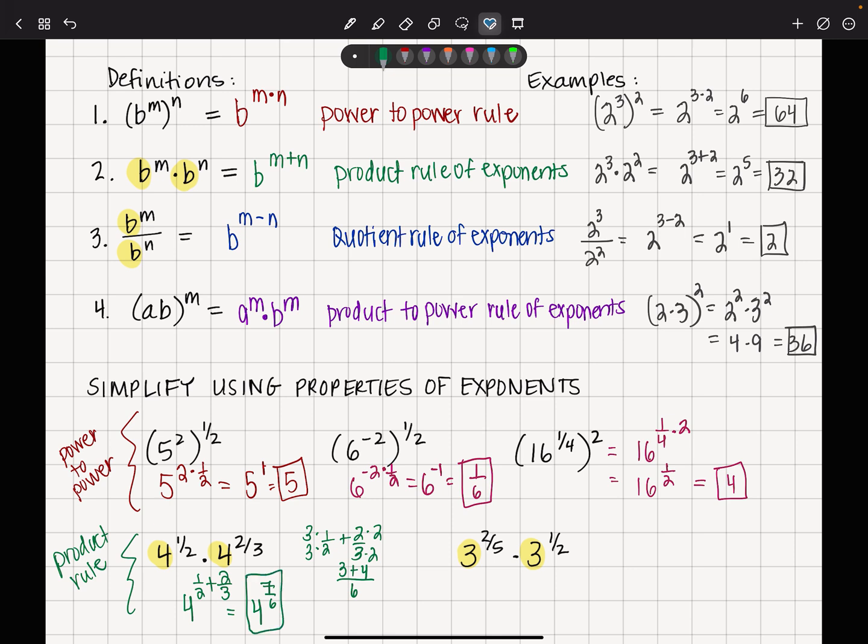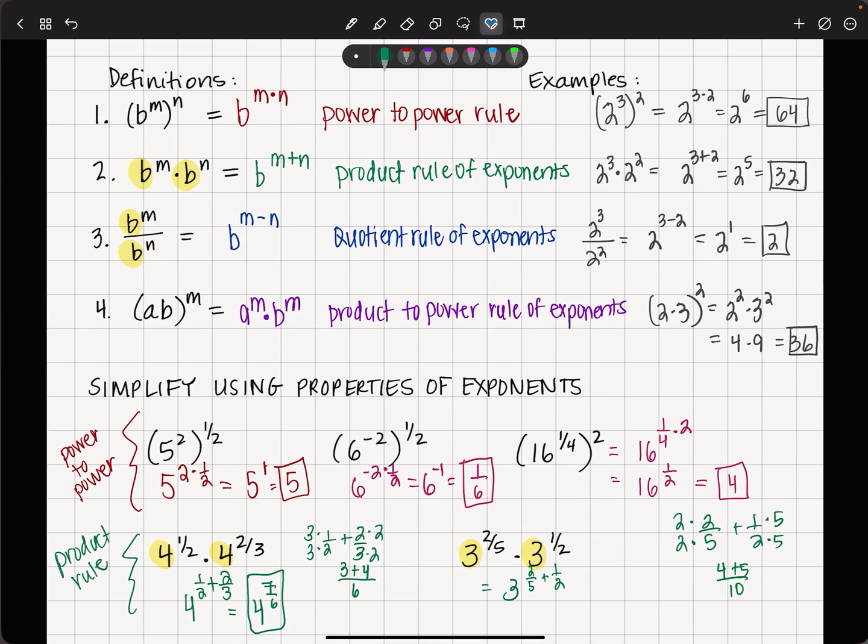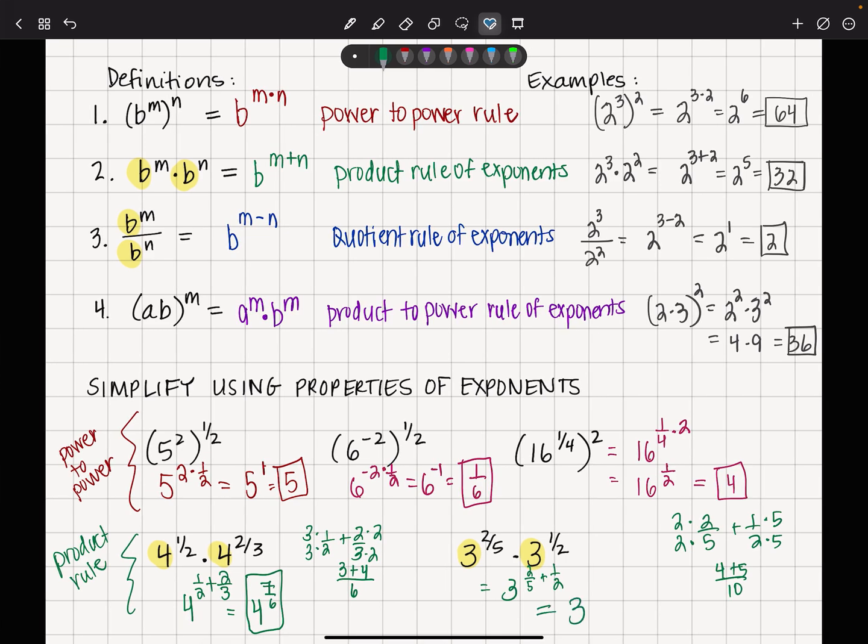This next one, you're going to keep the base. And again, we're going to add. 3, keep the base, raised to the 2/5 plus 1/2 power. So 2/5 plus 1/2. This fraction needs a 2, and this fraction needs a 5. So that would be 4 plus 5 over 10, which is 9/10. So that would be 3 raised to the 9/10 power.